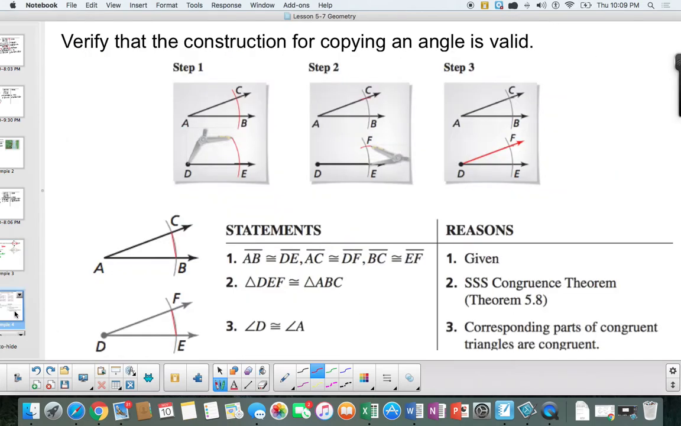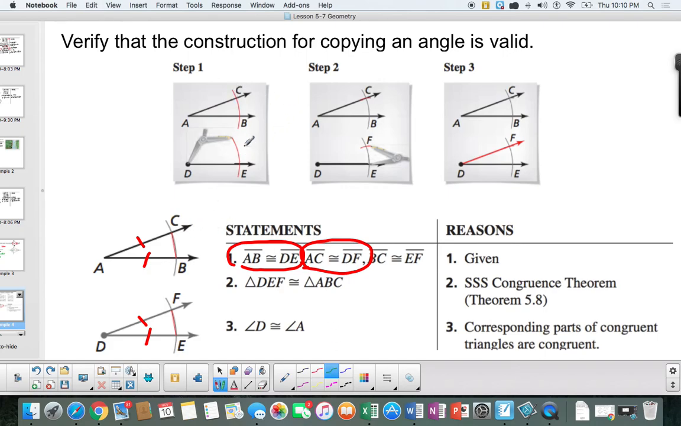All right, let's take a look at the construction for copying an angle, and now we're ready to figure out why the construction works. So remember that when you're trying to copy an angle, you draw a side, you make an arc, you make sure that it opens up the same amount, and then you draw the side. Okay, so when you draw these arcs, you're forcing all of these sides to be the same. The compass is at the same length. So all of these right here are congruent because the compass is at the same length.